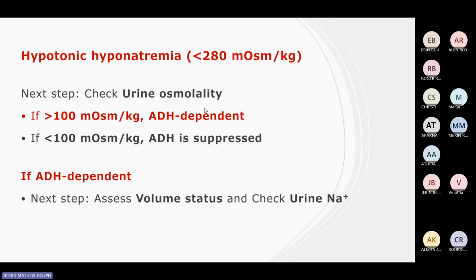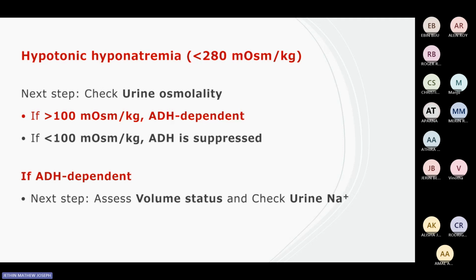First we'll be covering cases where the urine osmolality is high, that is more than 100. We call this ADH dependent. Why ADH dependent? Because ADH is acting and it is concentrating the urine, and that is why urine osmolality is more than 100. So we are done with plasma osmolality, we are done with urine osmolality. The next step is to assess the volume status and check the urine sodium of the patient.